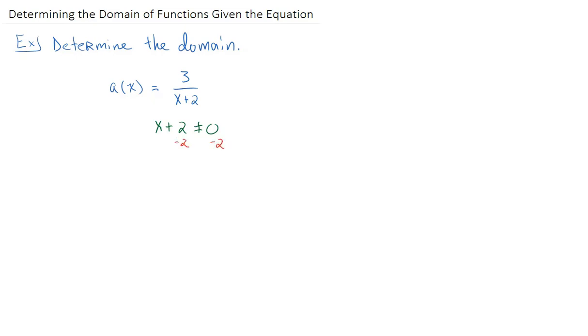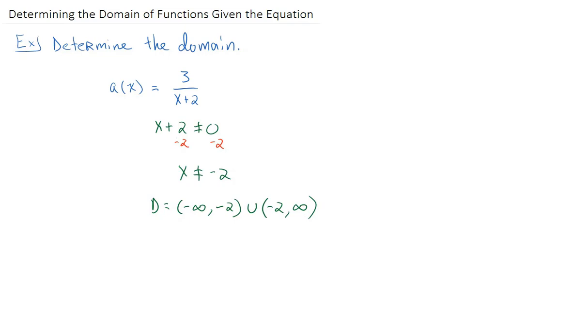In this case, we would solve by subtracting 2 from both sides. So x cannot equal -2. If x were -2, that would make the denominator 0, and that would cause problems. So the domain is everything but x equal to -2. The way we would write that in interval notation is -infinity to -2, leaving out the -2 on the left, union -2 to infinity. So that's going to be our domain.